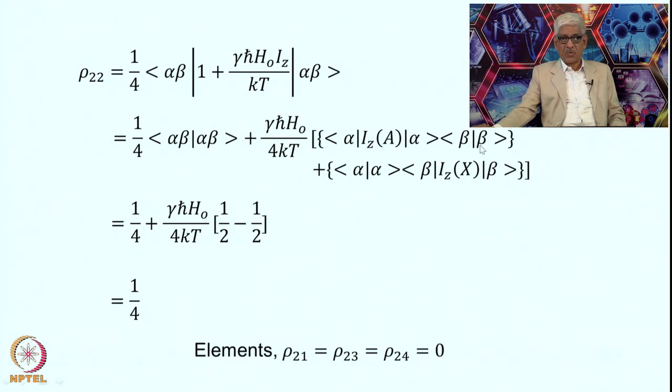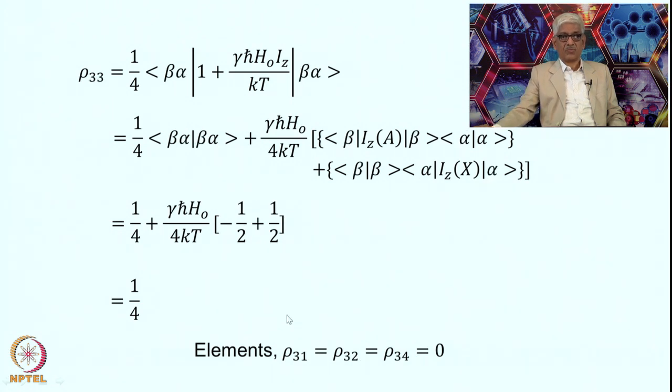So this gives me 1, this gives me 1, this gives me half, okay, and this also gives me minus half. So therefore what happens here, this part is 1 by 4, and gamma h cross h naught by 4kT, this gives me half and this gives me minus half, so half minus half is 0, and therefore I will have only this term remaining, so this term goes to 0. So similarly if you calculate it, you will see that row 2 1 in the second row, and row 2 3 and row 2 4 will be 0.